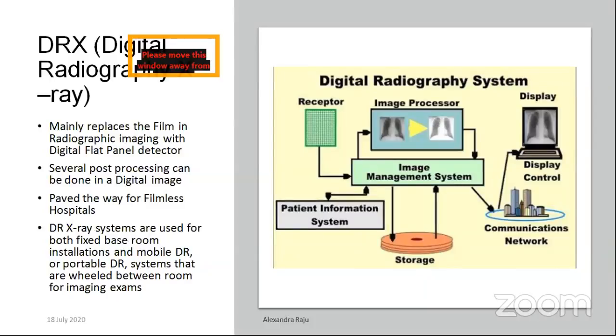It is not like the ordinary X-rays that are available in the hospitals. It replaces the film radiography images with digital flat panel detectors. Several post-processing steps can be done on the image that is obtained, and post-processing can improve the quality of the image. This can be used both as fixed and as mobile X-ray.